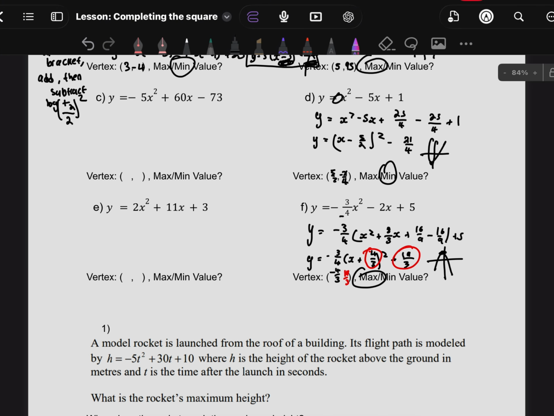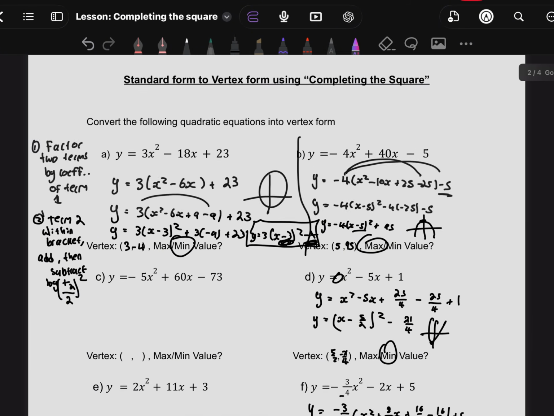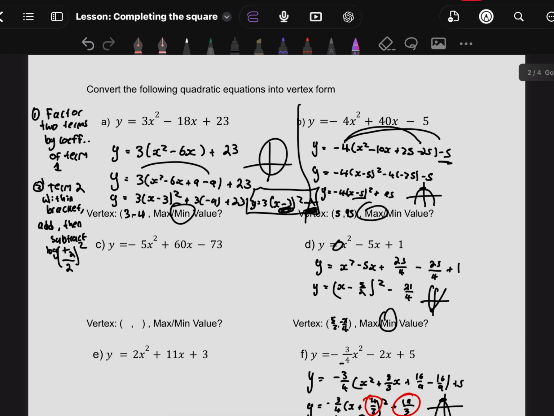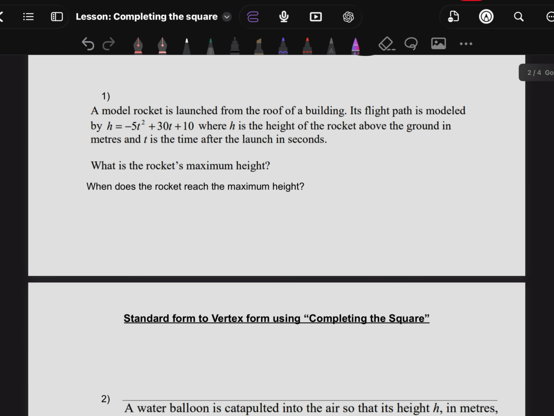So that's essentially how you do it, and now I'll be moving on to a couple of word problems so that you guys understand the basics of this. So, a model rocket is launched from the roof of a building. Its flight path is modeled by h equals negative 5t squared plus 30t plus 10, where h is the height of the rocket above the ground in meters, and t is the time after the launch in seconds. What is the rocket's maximum height, and when does it reach the maximum height?